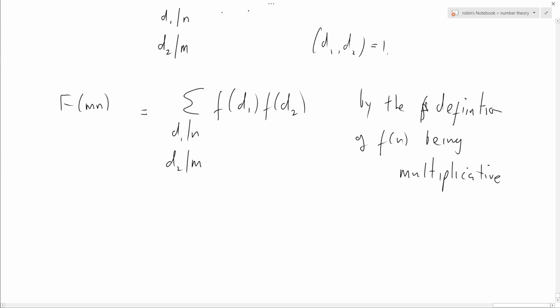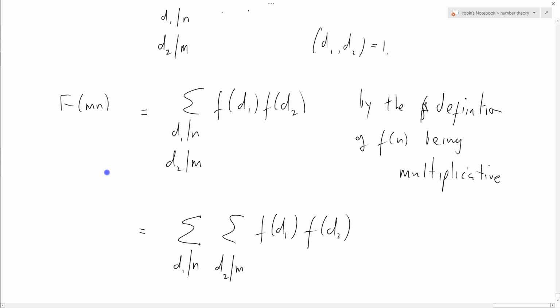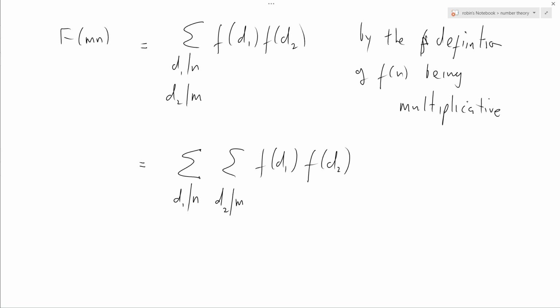Okay, so there you go. Well, we're almost there. So let's just have a look at this. What is this? This is the sum over d1 divides n, d2 divides m, of f of d1 d2. So I can write it out in a slightly different form: sigma over d1 divides n, sigma over d2 divides m, of f of d1 times f of d2. I want that to be a 1 and that a 2. Is that what I had before?